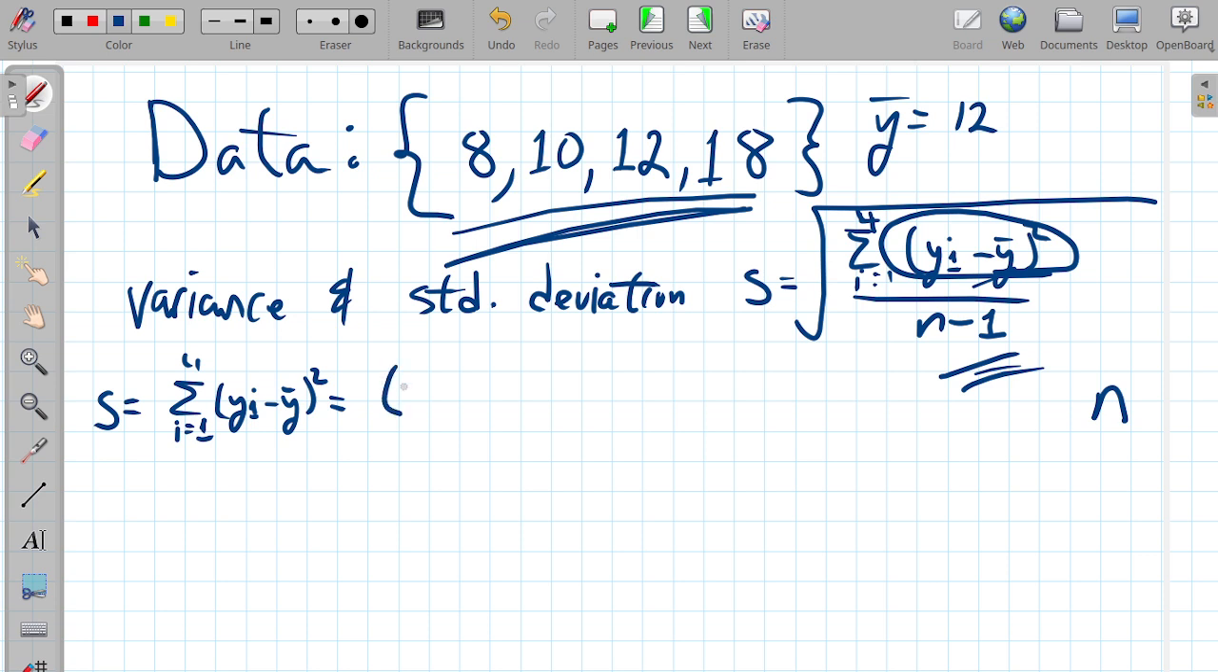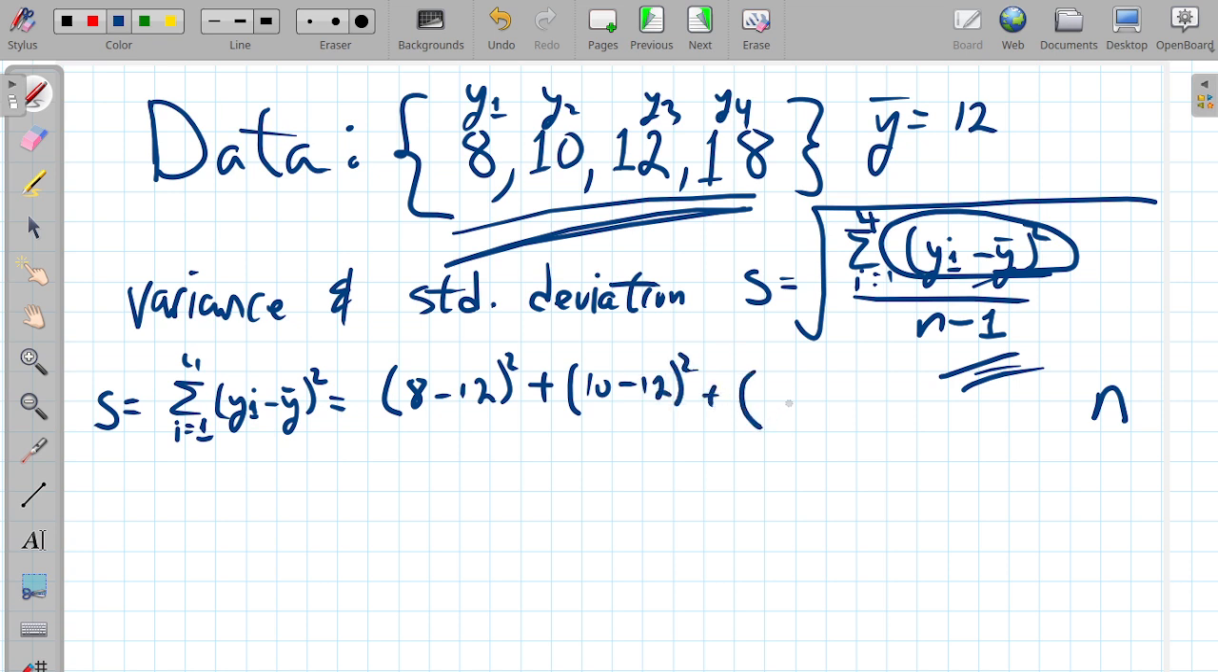So this is going to be 8, which is our first value. Remember, this is y1, this is y2, this is y3, this is y4. Okay, so 8 minus 12, which we'll square. Then we move over here to y2, which is 10 minus 12. We'll square that. Then we're going to add 12 minus 12. We're going to get lucky on that one. Square that. And then we'll come down here, and we have 18 minus 12. We'll square that.